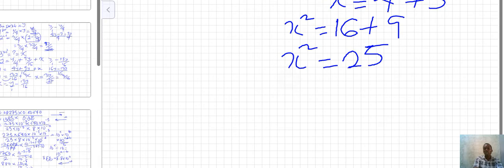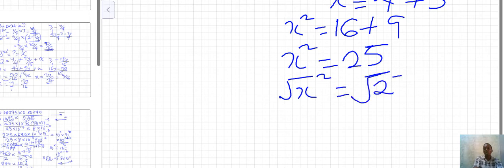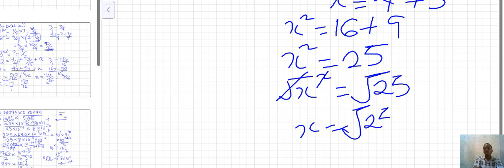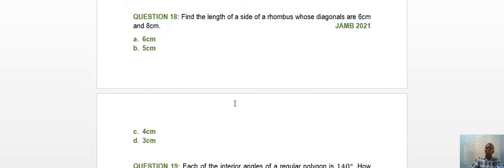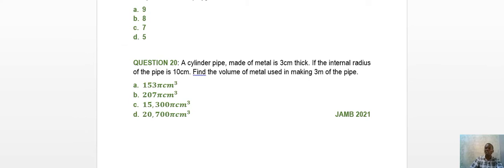We're going to square both sides. If we square both sides to remove the square, that will be equal to what? We're going to square root both sides to remove the square. That is it. So this square will cut this. So our x will be equal to the square root of 25, and our x will be equal to 5. We have that in the options. So our correct option is option B, which is 5. So let's move straight to the next question.